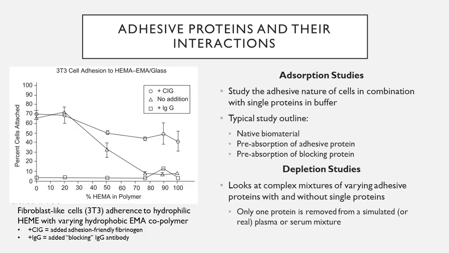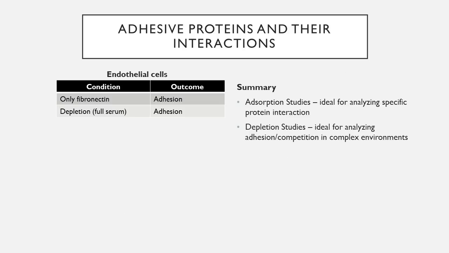By mimicking a complex mixture of proteins like that found in plasma, we can test cell adhesion in more realistic conditions like those found in the actual body. To understand the benefits and differences between these two types of studies, I want to walk us through a series of hypothetical scenarios and their outcomes on the adhesion of a particular type of endothelial cell.